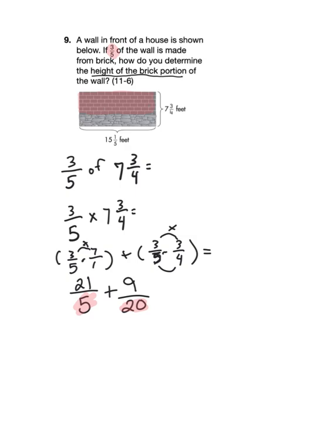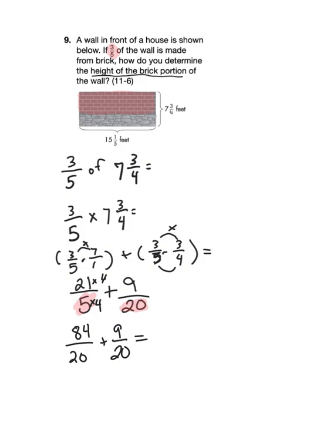So I need to convert 21/5 to some number out of 20. 5 times 4 gives me 20, so I need to multiply both my numerator and my denominator by the same number. 21 times 4 gives me 84, I believe. Okay, so I've got 84/20 plus 9/20.